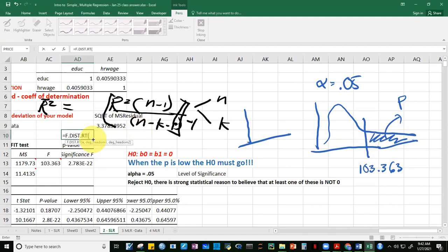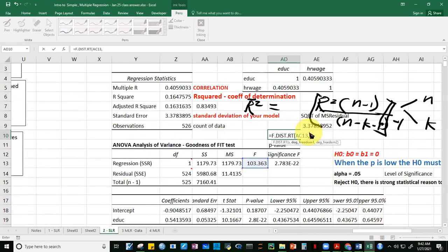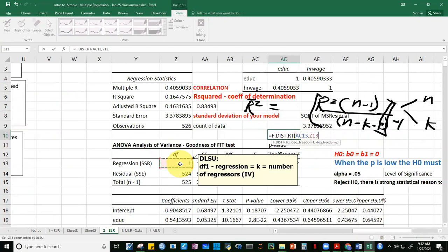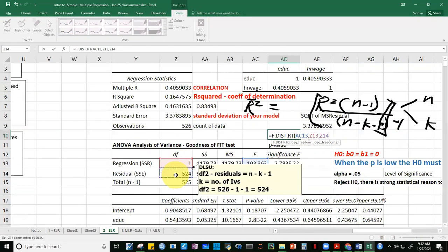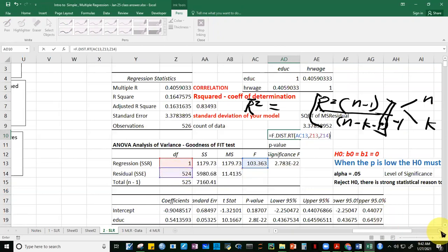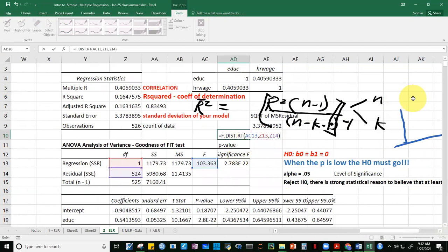Okay? So yung X natin is your F statistic. And then your degree of freedom, this is your degree of freedom of your regression, 1, and degree of freedom of your residual. So that's how you compute it in Excel. F.DIST.RT. Enter. Okay, so you see that they are exactly the same, no?